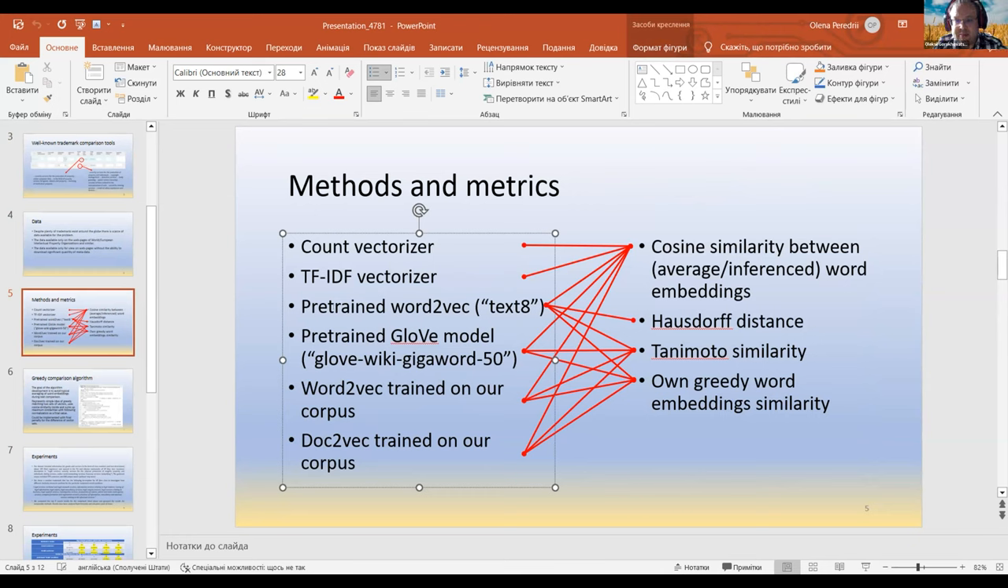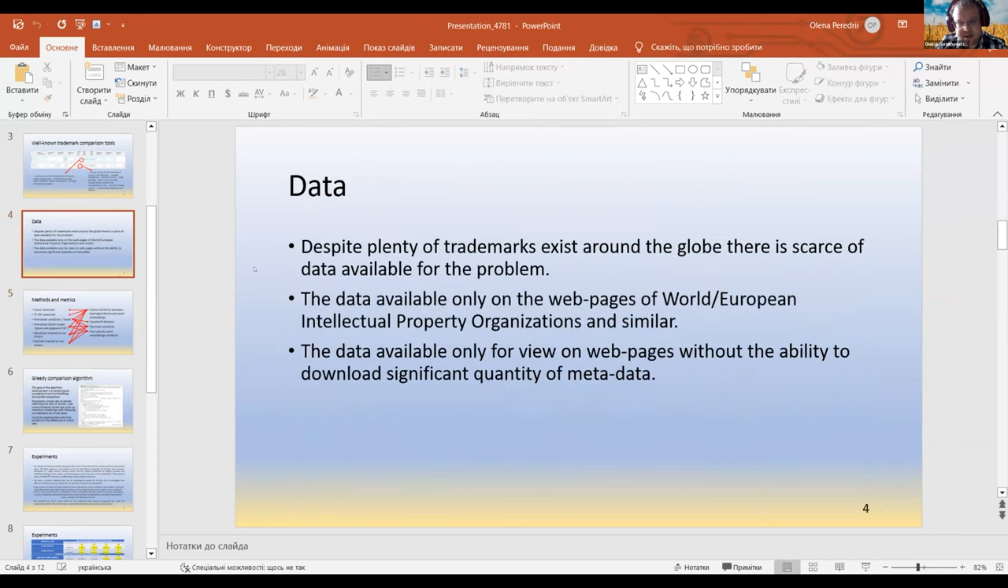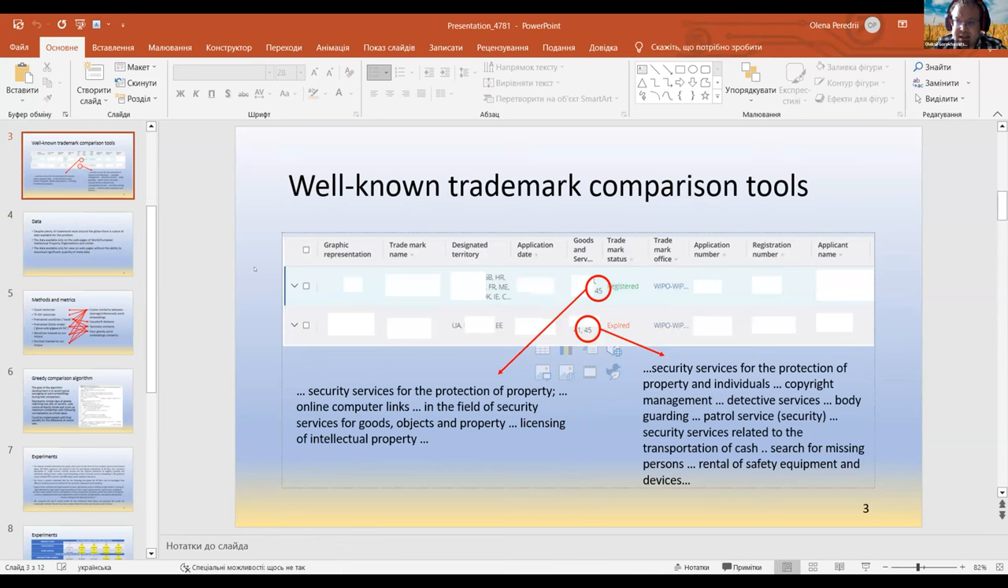A traditional NLP pipeline was used here with just one additional step, because these trademarks may appear in different languages, and that's an international database, all of them are international. So we automatically translated some descriptions of goods and services into the English language here. Oh, okay, so you use translation in this case.